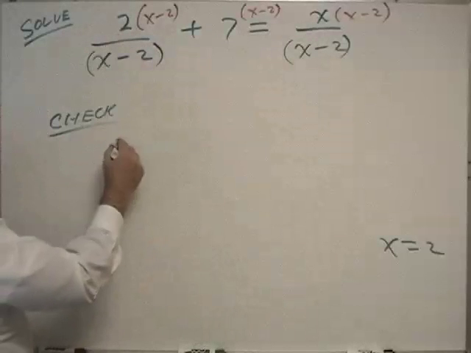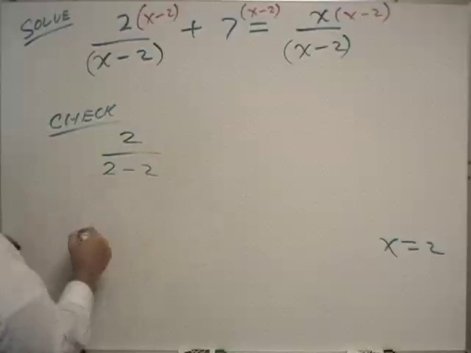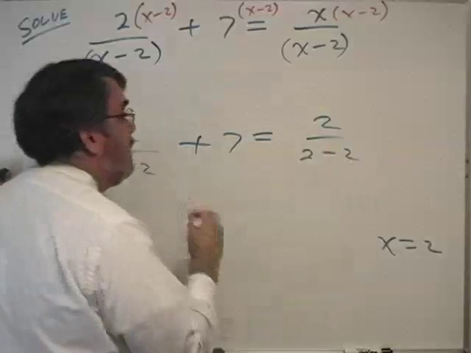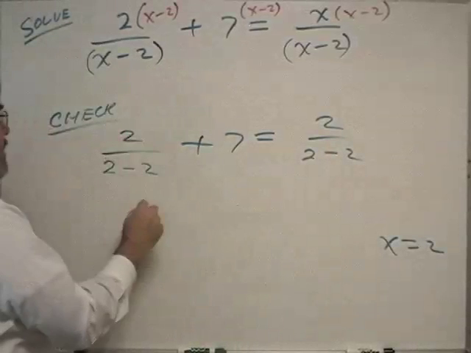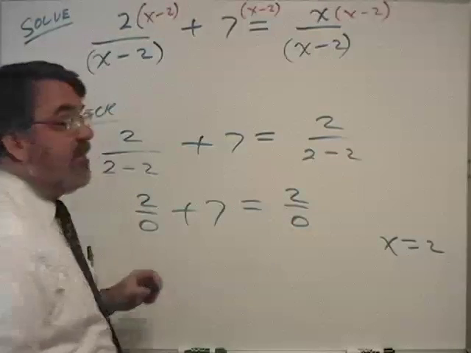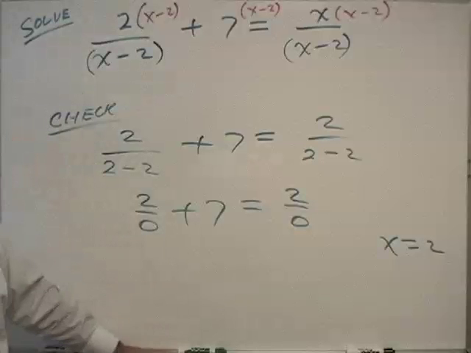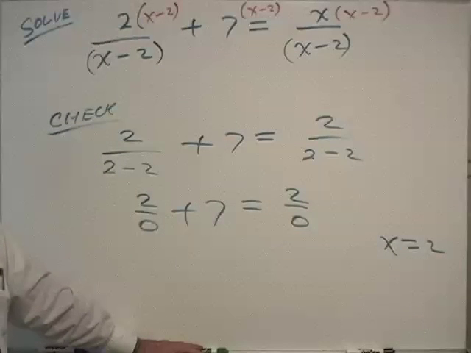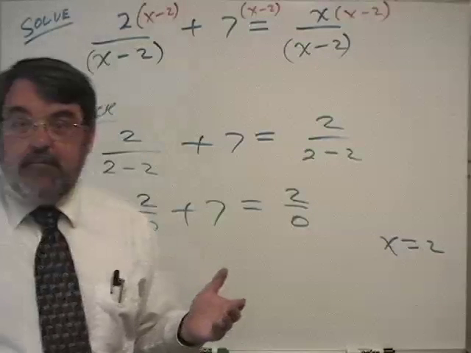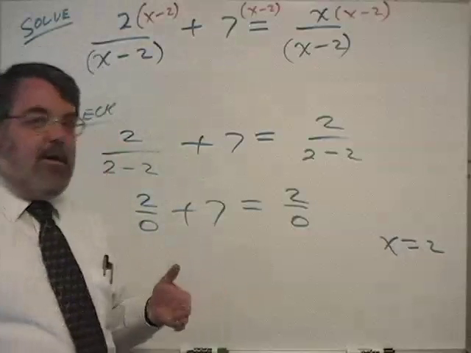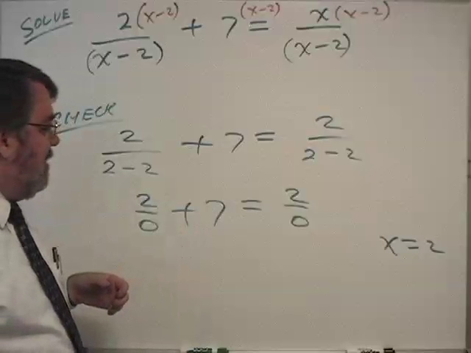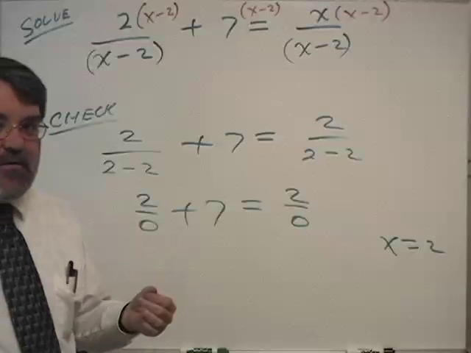I replace x with 2, so it gives me 2 over 2 minus 2 plus 7 equals 2 over 2 minus 2. So what do we have? We have 2 over 0 plus 7 equals 2 over 0. And there we have division by 0 pop up, which is a problem because we can't assign a number to 2 over 0. So when that happens, about 99.99% of the time, you've got a bad answer. I'm sorry, you have a wrong solution.